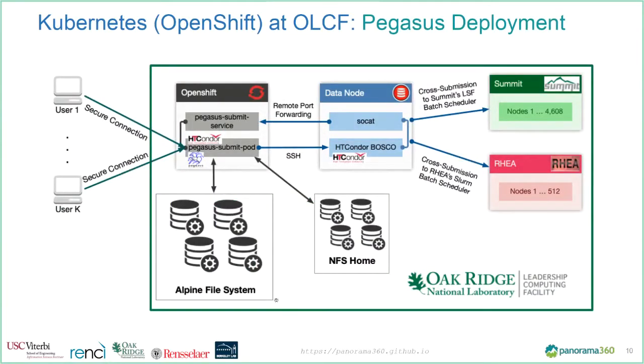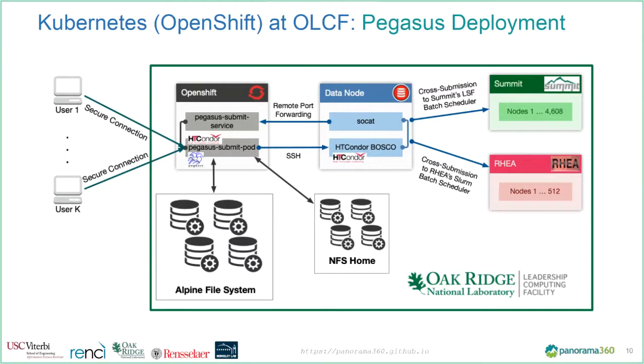So this is our layout and how our deployment looks, and it's colorful. I'm going to start explaining each thing from left to right. In our deployment, we have users that can reside outside the OLCF demilitarized zone, so they don't have direct access to the resources, and they can authenticate themselves on the OpenShift cluster and acquire secure tokens to interact with the resources on the OpenShift cluster.